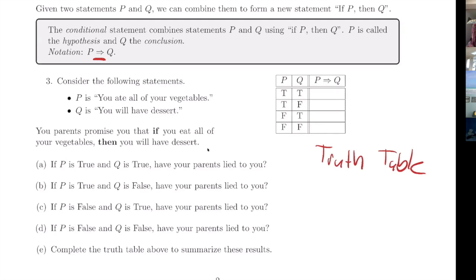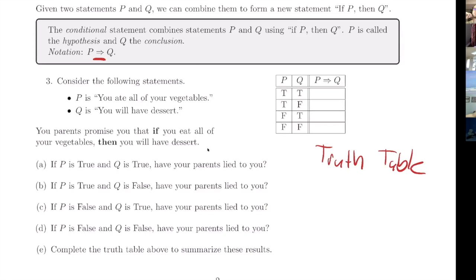And so these are a little bit different. We're not joining them with an and, we're not joining them with an or. So one thing that you can think about here, as far as determining whether this statement is true or false, is whether P and Q being true or false would imply that the original statement was a lie. So let's say the original statement was, if you eat all of your vegetables, then you will have dessert.